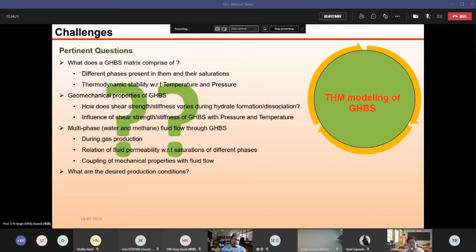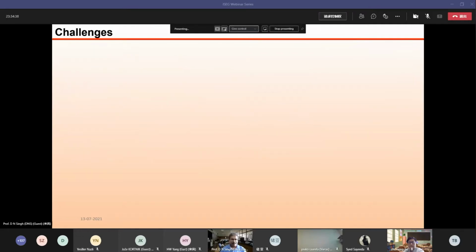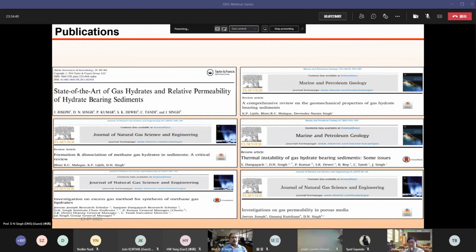This is where the THM, that is thermo-hydromechanical modeling of gas hydrate bearing sediments, is required. Our group is working in this area. We are partially successful so far, but a lot is still to be done. There are some good success stories in the recent past.